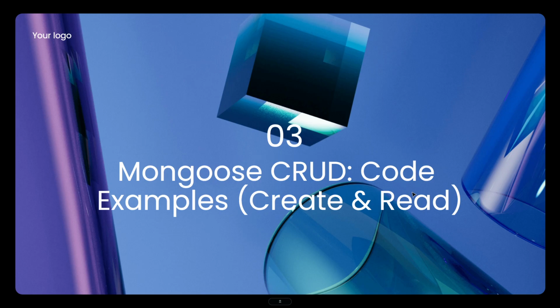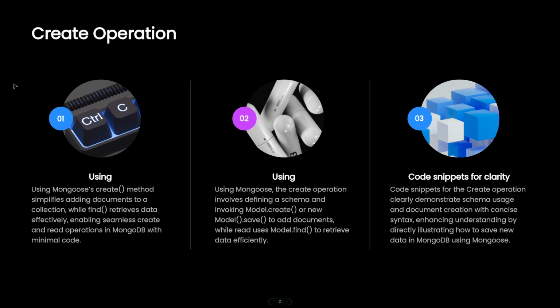CRUD code examples, create and read. Here we can see the create operation code using the Mongoose create method, while find is another type of code. Model.create or new Model and save are used to add documents. While reading, use Model.find to retrieve data efficiently. Okay.